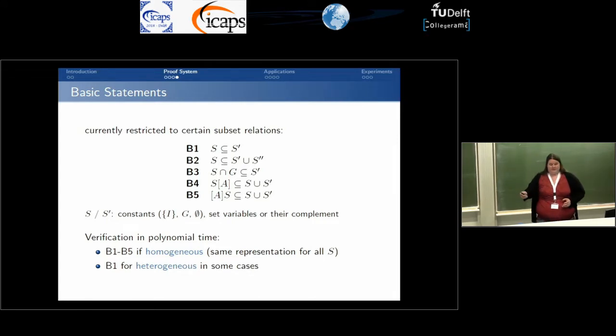And as I said, we can verify those statements with the formalisms that we consider in polynomial time if all the sets are given in the same formalism. So if, for example, S and S prime are both Horn formulas, but also for B1 we can actually verify this statement also if S and S prime are given with different formalisms, at least in some cases.